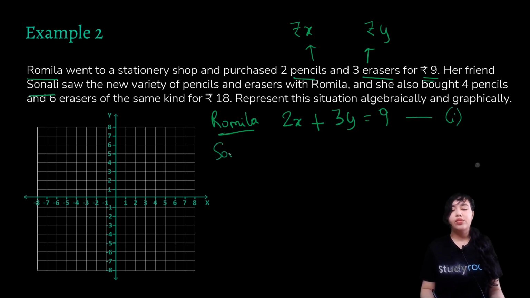Then let's frame an equation for Sonali, her friend. So she also buys some pencils and erasers. She buys 4 pencils, rupees X each, plus because she also got some erasers, 6 erasers, rupees Y each. Total money spent rupees 18. So with this, you're done with the algebraic representation, which was just to write the linear equations.